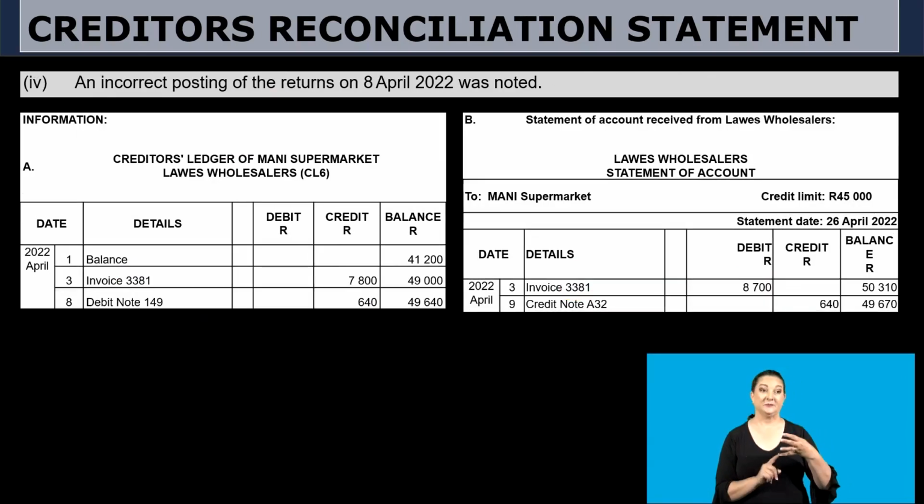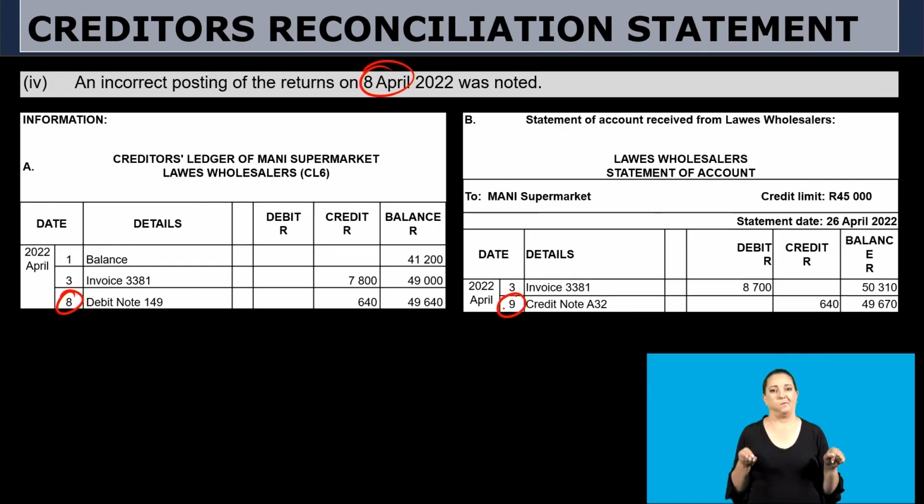Error number 4, and it reads, an incorrect posting on the returns on 8 April was noted. An incorrect posting, okay, on the returns on the 8th of April. Let's come to the 8th of April. Here's the 8th of April, and here it appears on the 9th. Okay, let us begin first on the statement. We understand that on the statement, the debit is a plus, the credit is a minus. When it is a credit note, it will be on the minus, on the credit side. Therefore, that is correct.